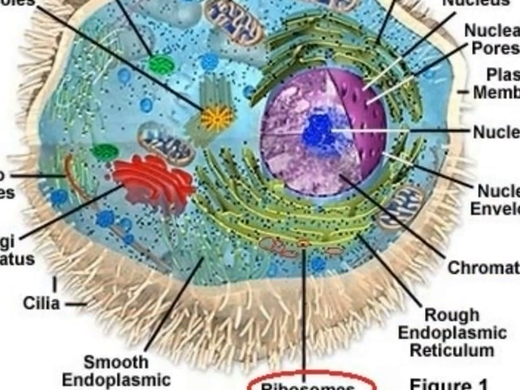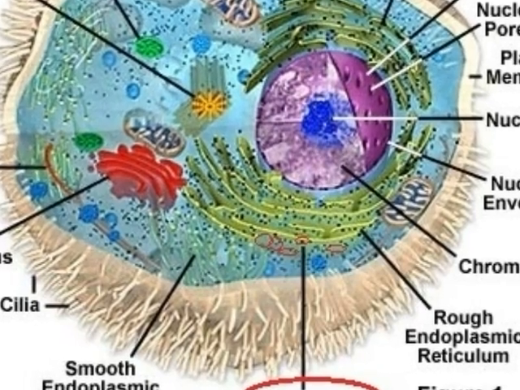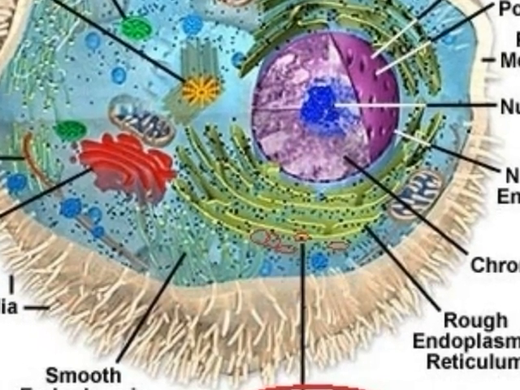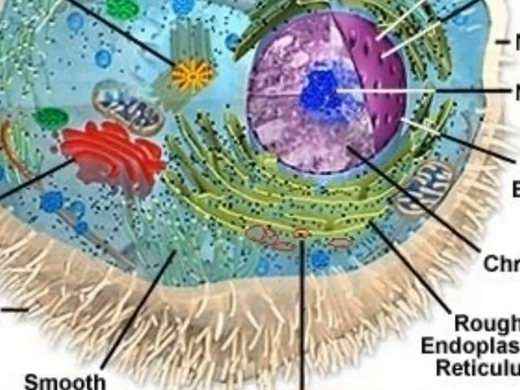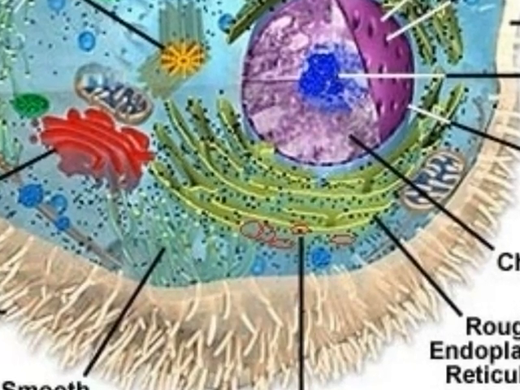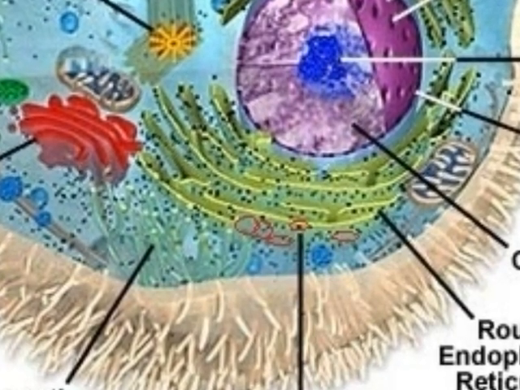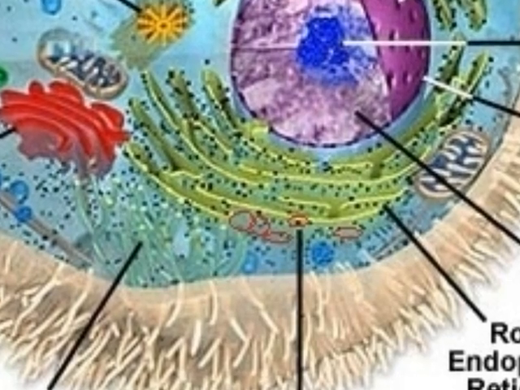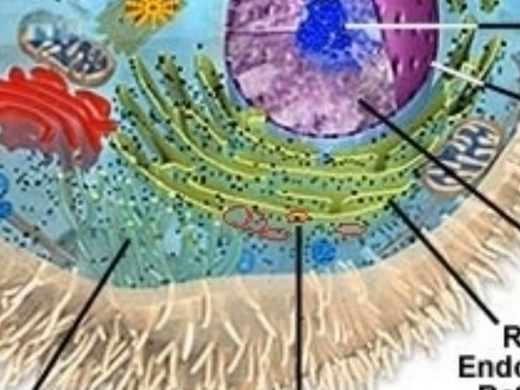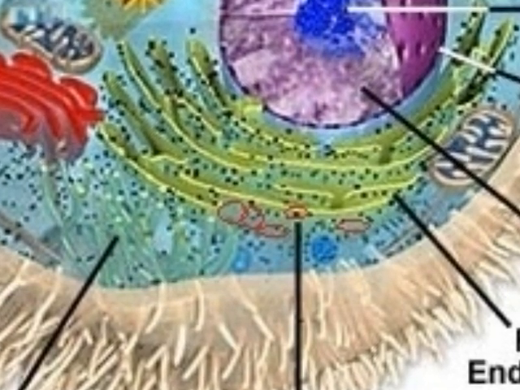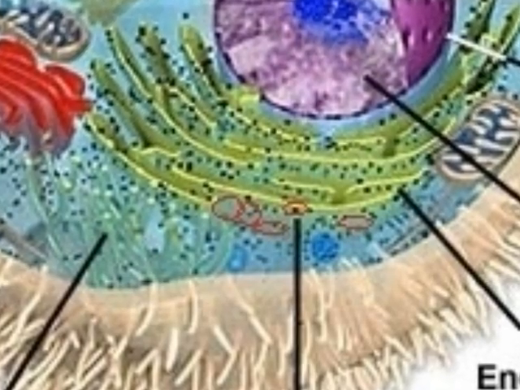Next up is the ribosome. Ribosomes are very small particles that are made up of RNA and proteins. Although they are very small, they have one of the most important jobs of the cell. That job is the production of proteins. They follow coded instructions that come directly from the nucleus.